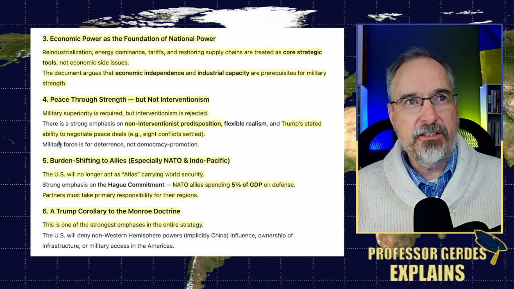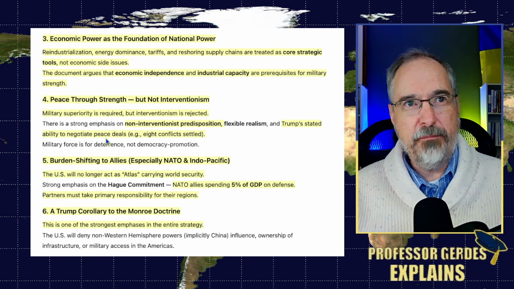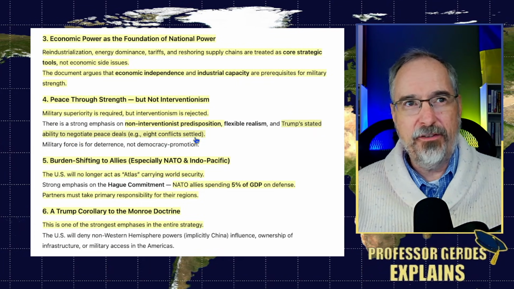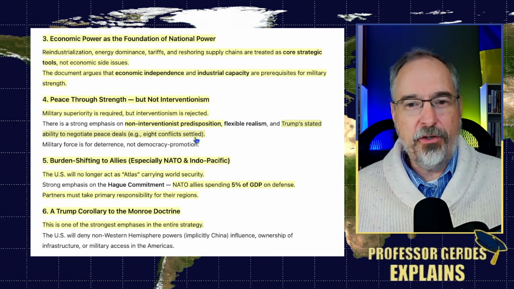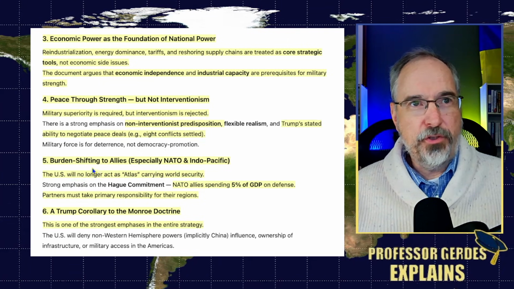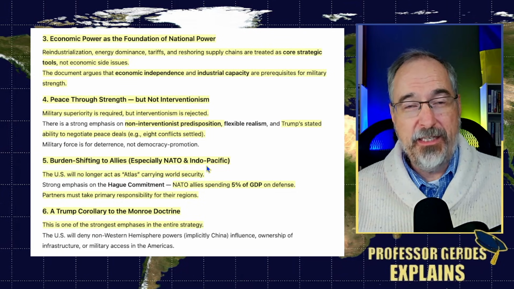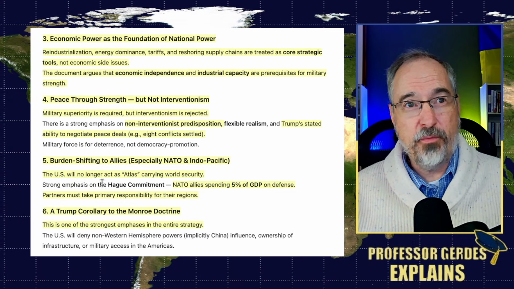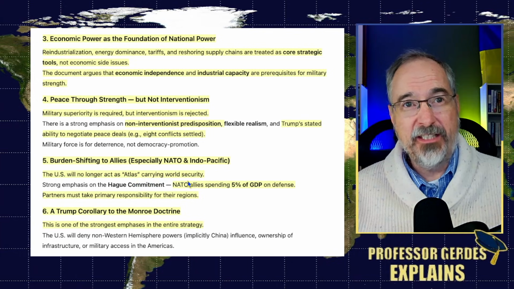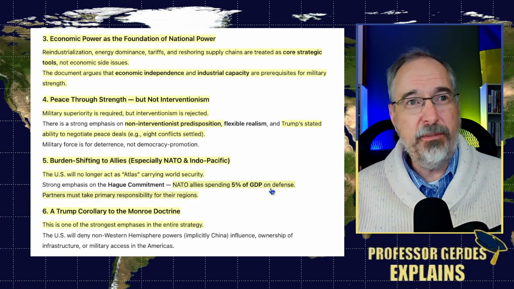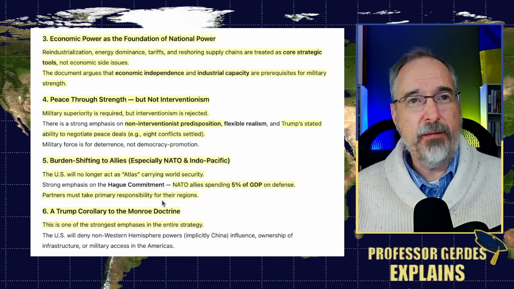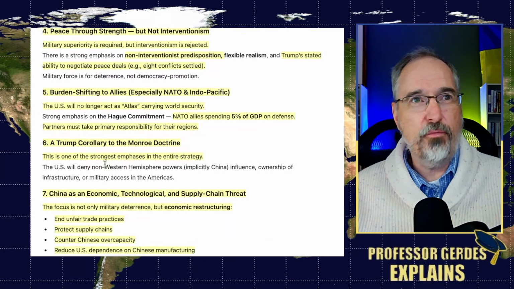Trump stated his ability to negotiate peace deals, 8 conflicts settled, although as I'm talking about that today, Thailand and Cambodia are actually fighting again. A burden shifting to allies, especially NATO and the Indo-Pacific. The U.S. will no longer act as Atlas carrying the world's security. NATO allies need to spend 5% of GDP on defense. Partners must take primary responsibility for their regions.